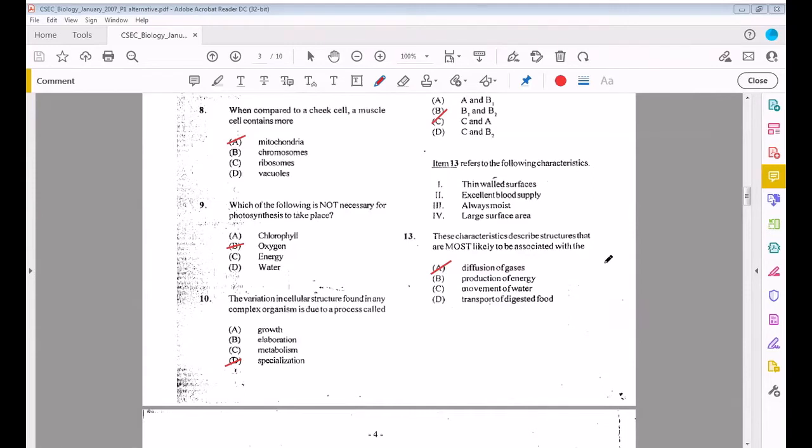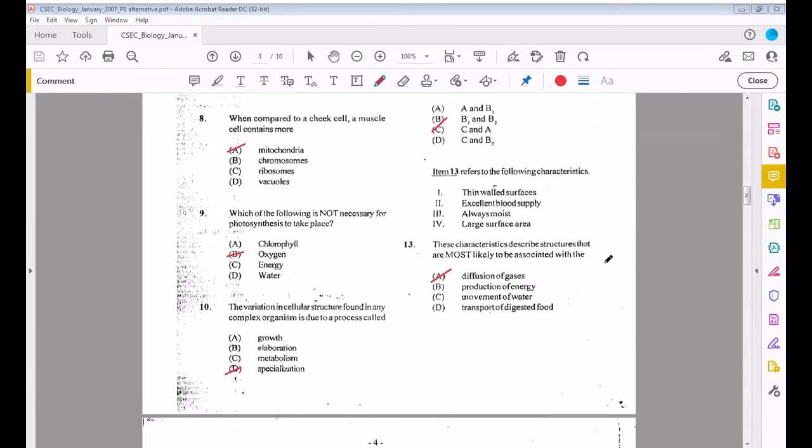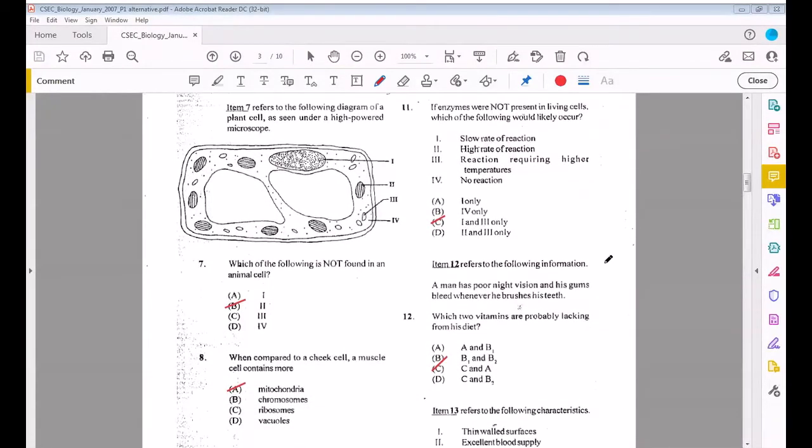Ten. The variation in cellular features found in any complex organism is due to the process of specialization. Eleven. If enzymes were not present in living cells, which of the following would likely occur? The answer would be C, 1 and 3. So the reaction time would be really, really slow. And 3, the reactions may require higher temperatures to break the bonds between the molecules.